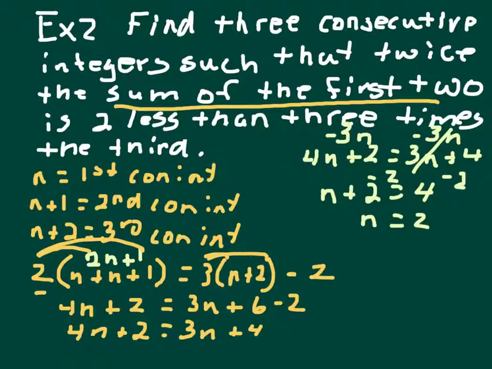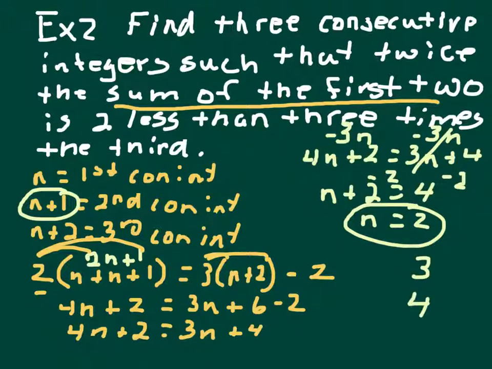So my first consecutive integer is 2. What would be my next one? Well, add 1 to 2. So my next one would be 3. My next one would be 4. So my 3 consecutive integers are 2, 3, and 4.